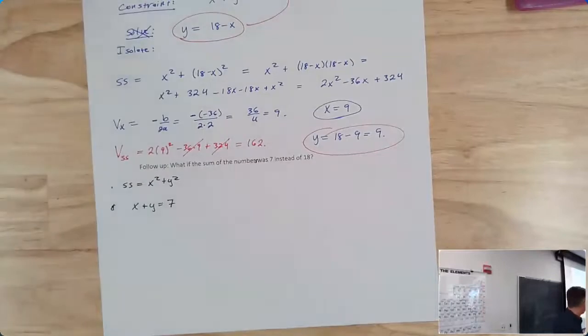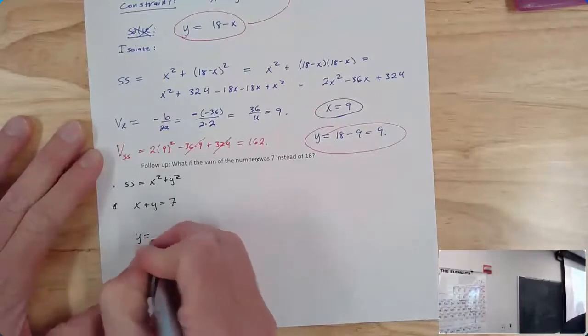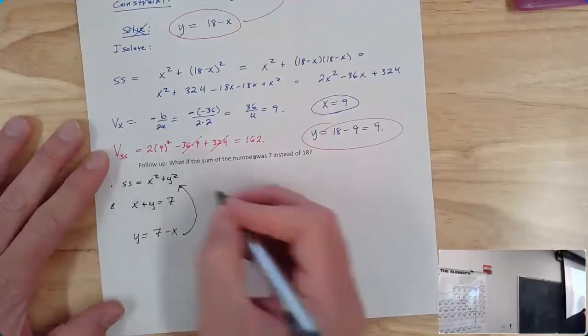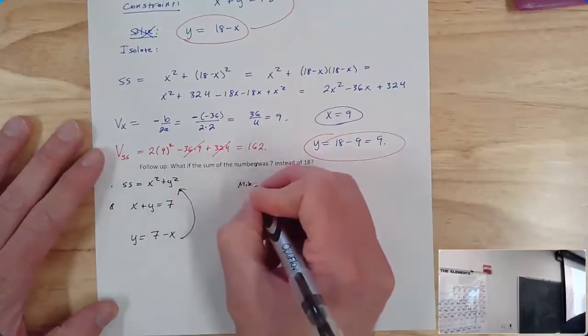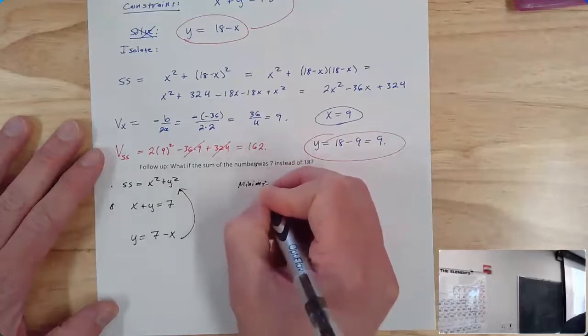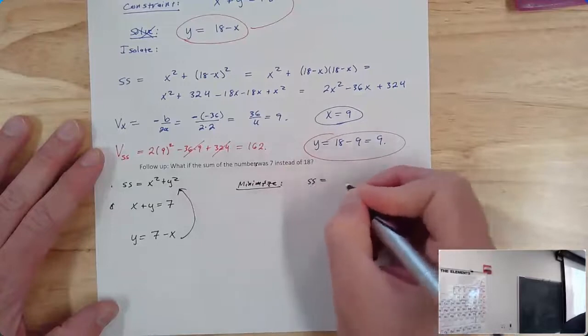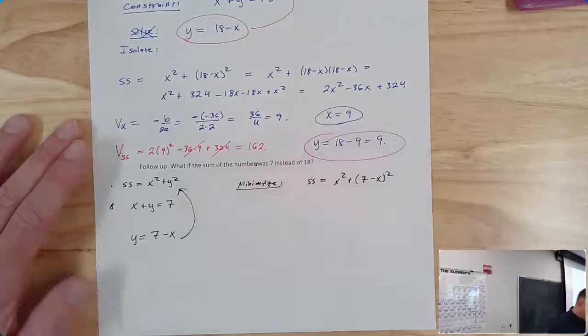All right, we've all got a guess. Let's see if we can confirm or disprove your guess, depending on what it was. I know what my guess is. Let's do the same kind of thing. Y equals 7 minus X, and then I'm going to plug that back in over here. So now I'm trying to minimize the sum of squares equal to X squared plus 7 minus X quantity squared.